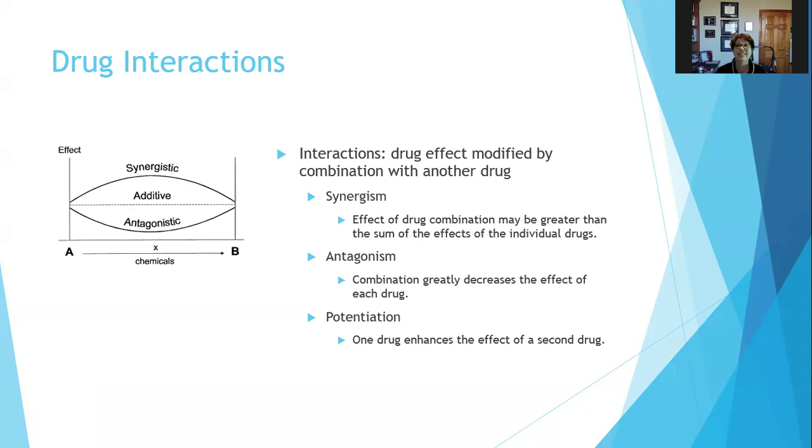So potentiation is like, say that you're on Sinemet, which is the commercial name for carbidopa levodopa, which treats Parkinson's disease. And you also take a drug that is a dopamine agonist that enhances the effect of your carbidopa levodopa. You get a longer effect and less on-off times. So that's potentiation, where the two of them together enhance each other, but not in a negative way.